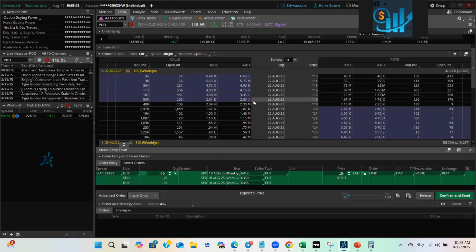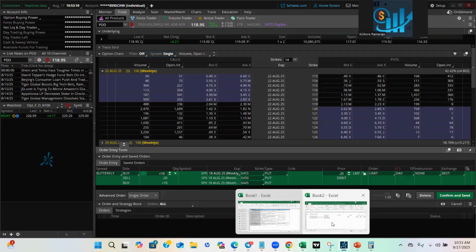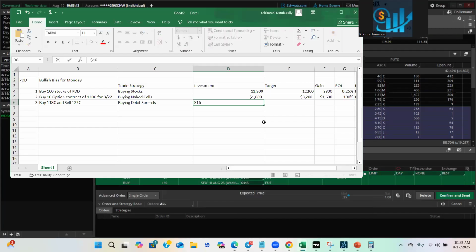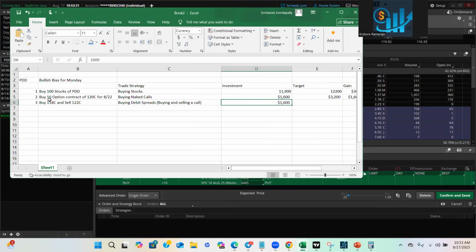So the 118 call is approximately $270 and this is $110. So your investment is around the same, but your risk is less. Buying and selling a call, you are still a buyer overall because you are still paying, but your risk gets reduced.